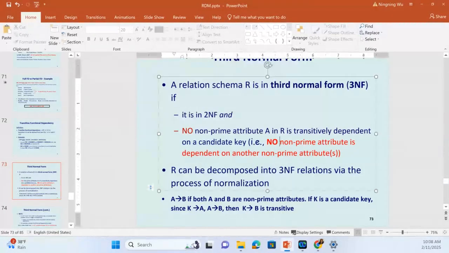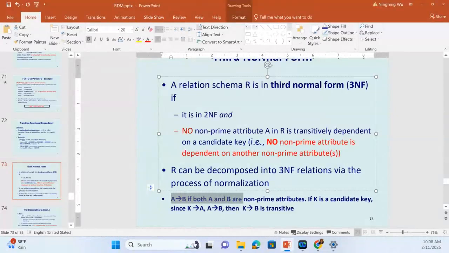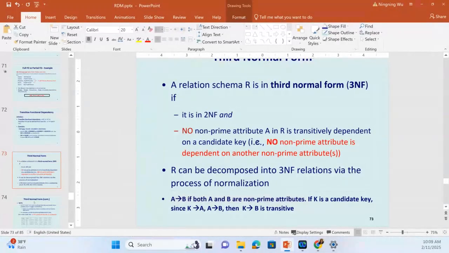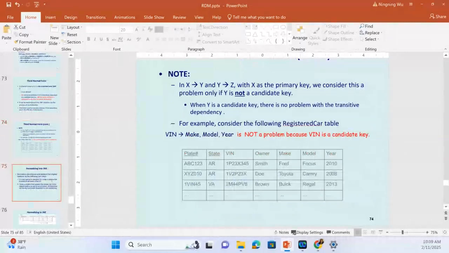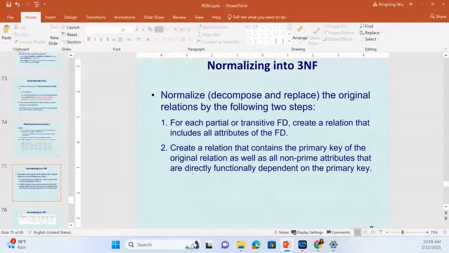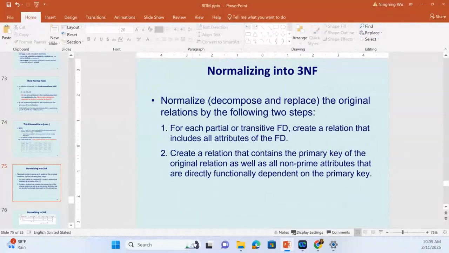In essence, if you see a functional dependency where both sides are non-prime attributes, that's considered a bad sign of your database design. It's not good, because that indicates a transitive functional dependency. I want to skip this one. If you're interested, you can read that one.